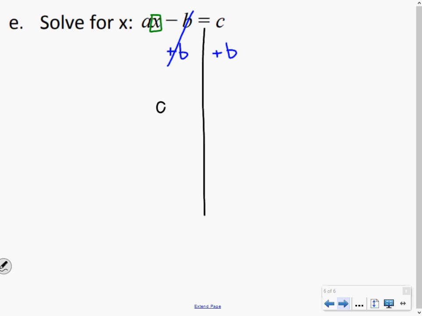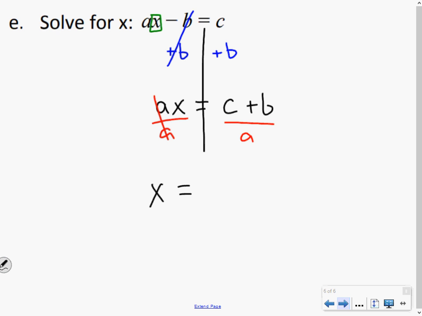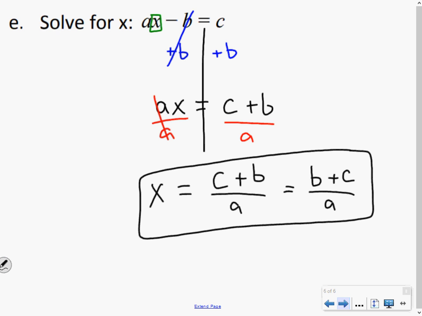So now we have A times X is equal to C plus B, or you could do B plus C. The order there doesn't matter. And then we need to get rid of that A that's multiplying X by dividing by A. So now we get our final answer. X is equal to C plus B divided by A. Or I said you could have B plus C divided by A. Either one of those would be okay.